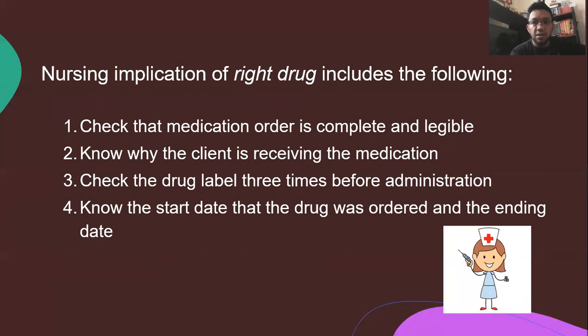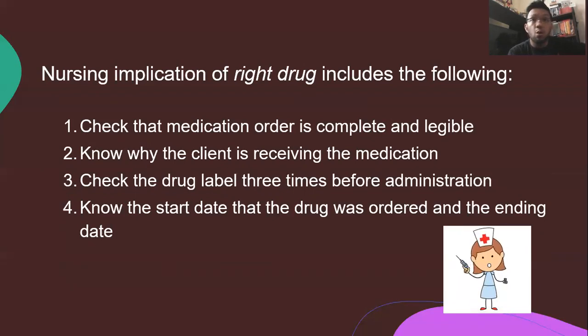Nursing implications we need to check or follow. Number one, check that the medication order is complete and legible. That's what I've mentioned earlier. Number two, know why the client is receiving the medication. Know the client's diagnosis, the chief complaint. Number three, check the drug label 3 times before administration, like what I've mentioned earlier. And number four, know the start date that the drug was ordered and the ending date.